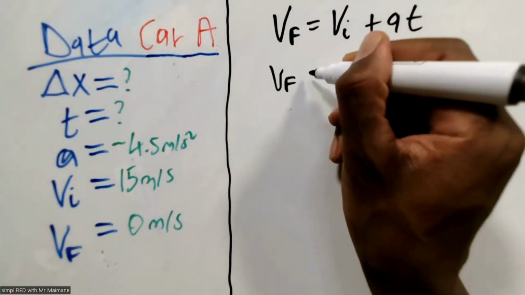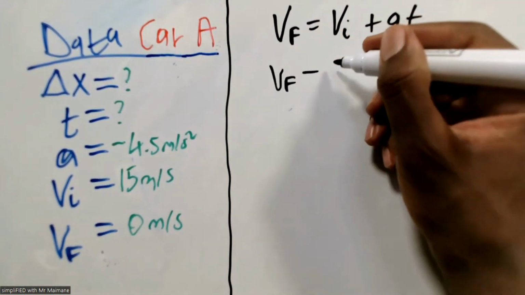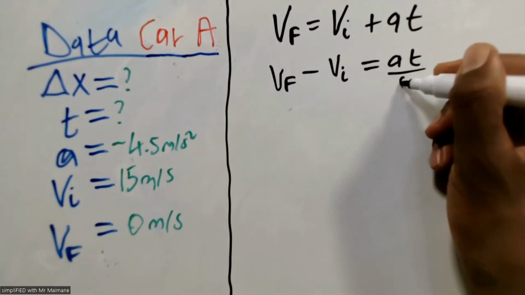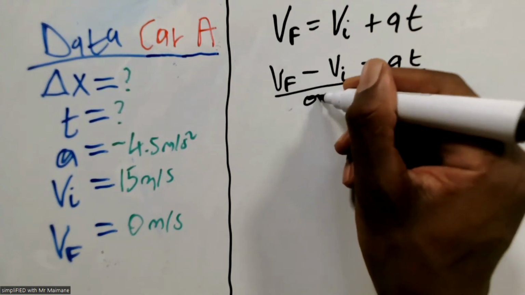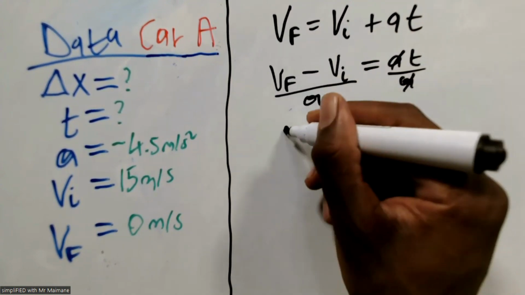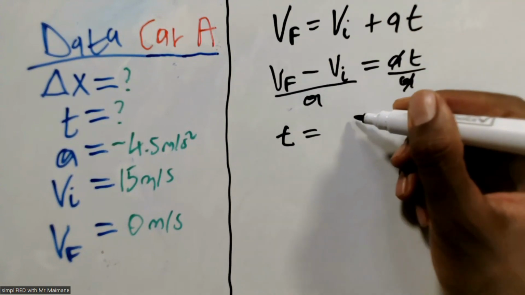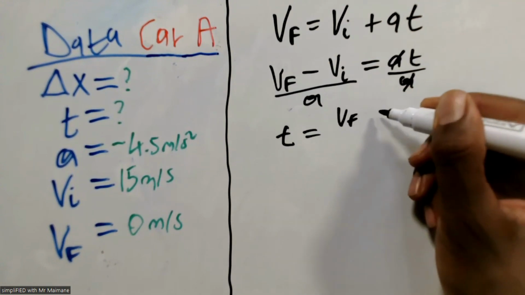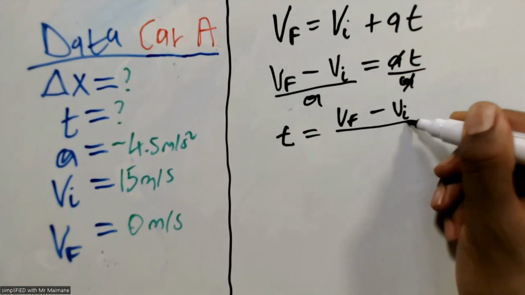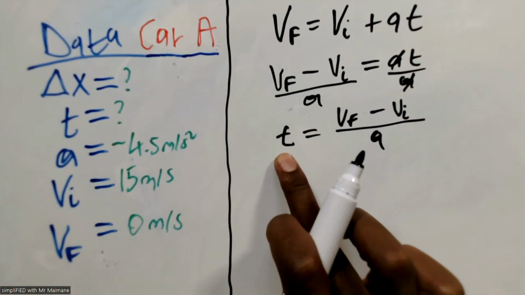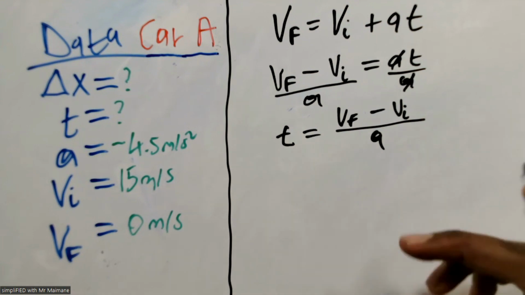So VF minus, when I take this one to the other side, is going to be minus VI is equal to AT, and then I divide by A both sides. Therefore, this will cancel that. Therefore, T is going to be V final minus V initial, all over A. And then from here, it is in terms of T. T is the subject of the formula.